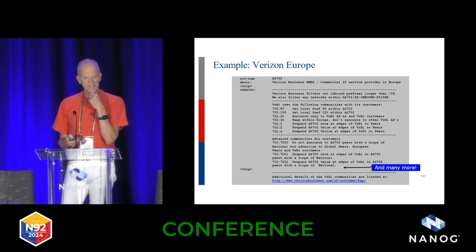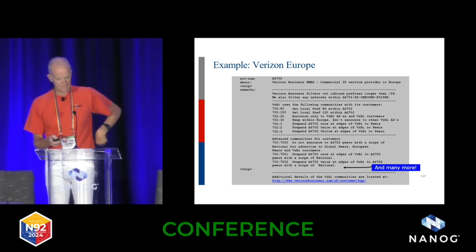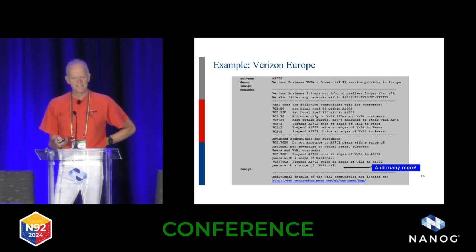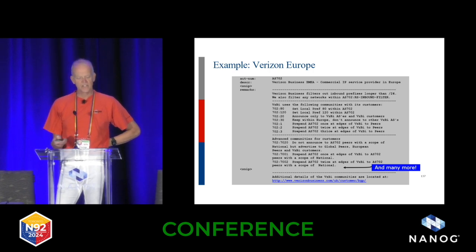Very, very familiar set there from the 90s. I recognize a lot of those ones, but it's the same type of idea. This is in the AS object on the RIPE routing registry.